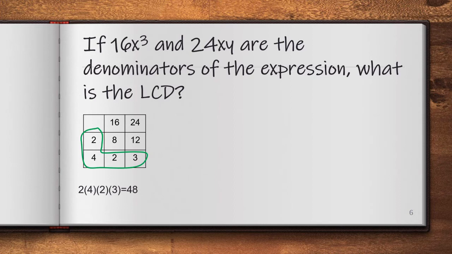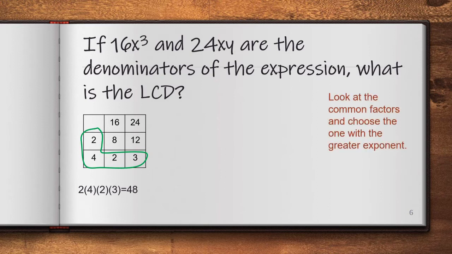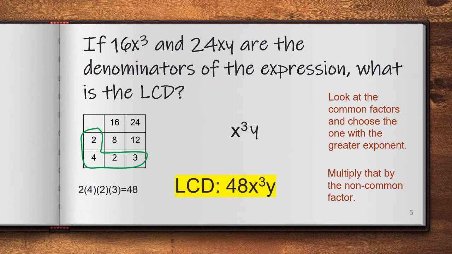So now, how about for the variables x cubed and xy? For this, we have to look at the common factor and choose the one with the greater exponent. The common factor is x and the higher exponent is 3. So we choose x cubed. Then we will multiply this by the uncommon variable or uncommon factor y. So the variable part of our LCD is x cubed y. Multiply it by 48. So the LCD of the expressions is 48x cubed y.